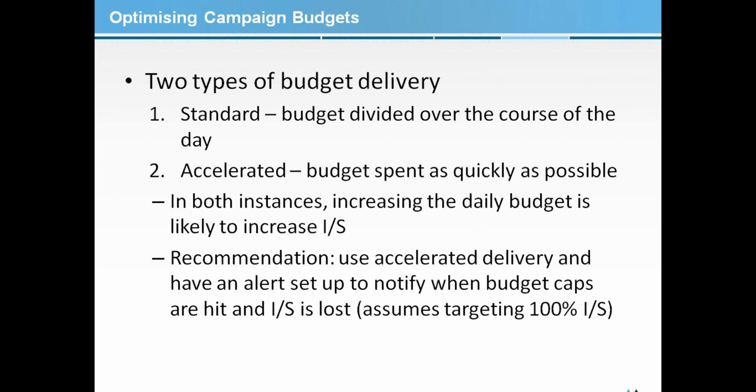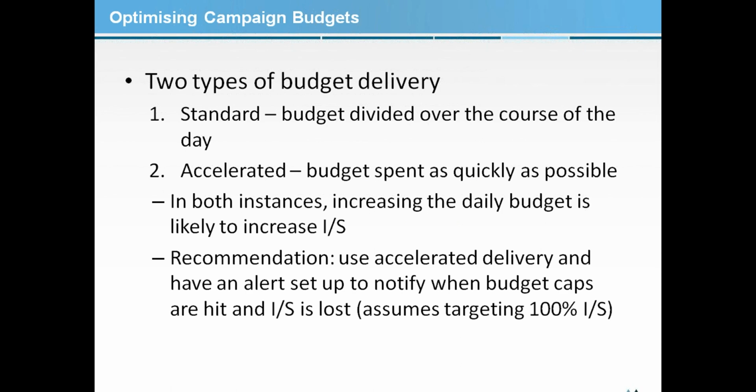The other area to be optimized in order to increase your impression share would be the campaign budgets. And we'll start off here by quickly running through the two different types of budget delivery. The first and most common method would be standard, and this is where your budget is divided over the course of the day. And it's important to note here that this budget is divided over the course of the day based on Google's projections for when impressions would become available, and not necessarily as soon as they become available.